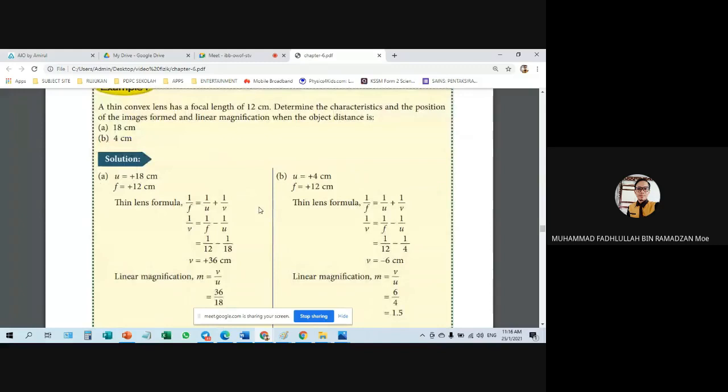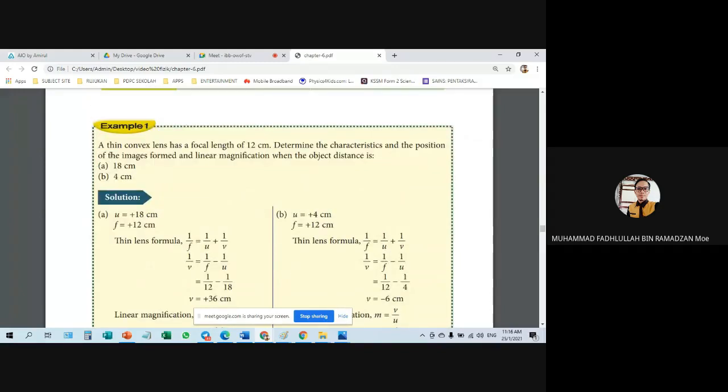Okay. So yang ni calculation sajalah. Example 1, you boleh tengok. Sebab kejap lagi saya nak bagi awak kerja dulu. Lepas tu saya nak minta awak untuk hantar kerja tu.